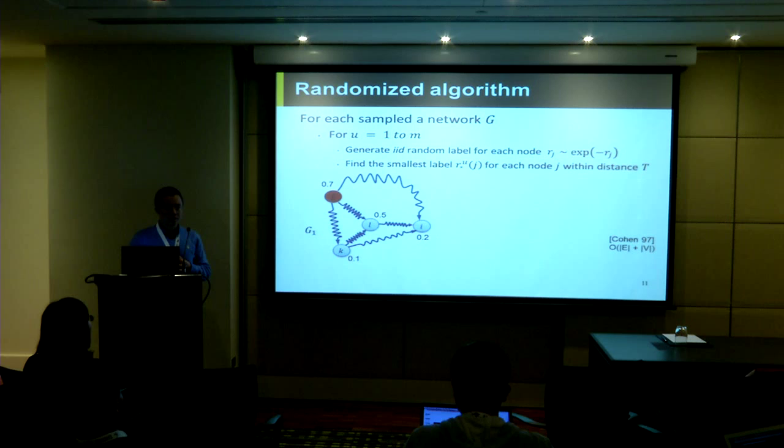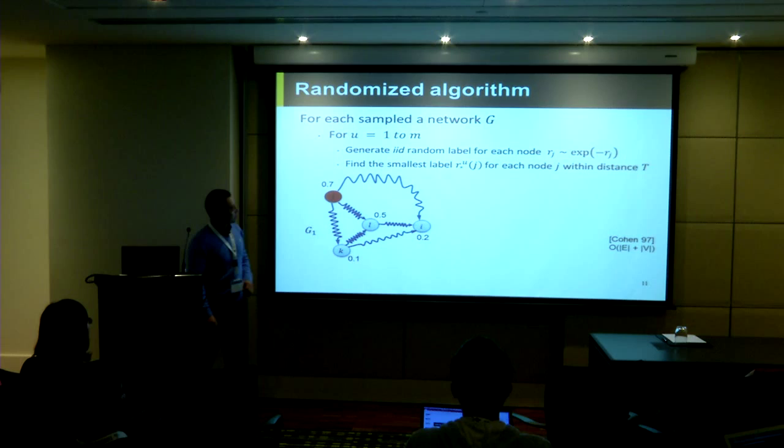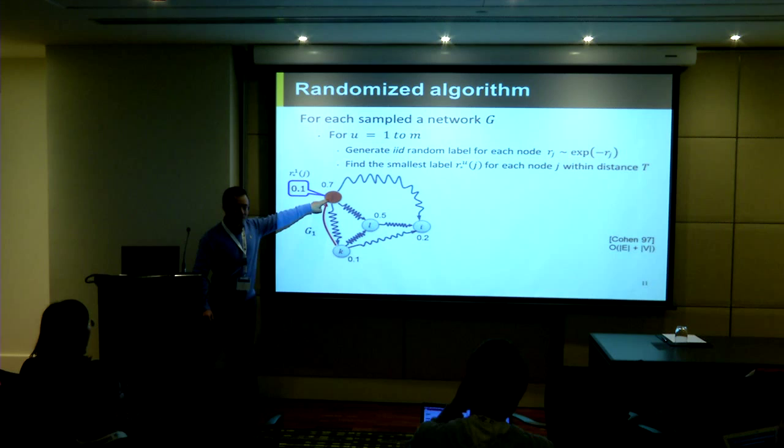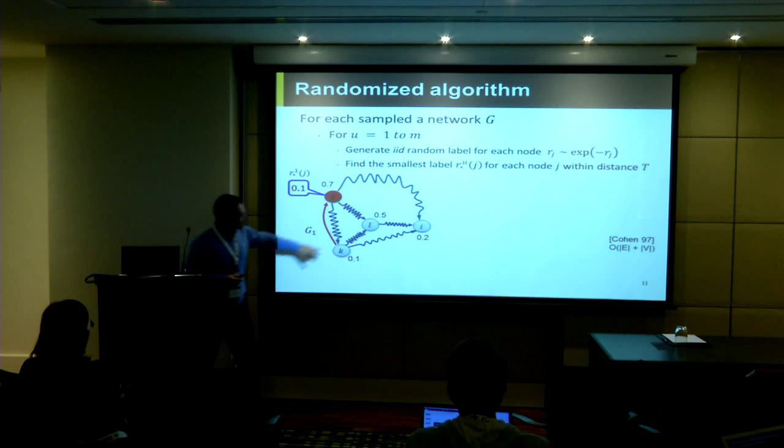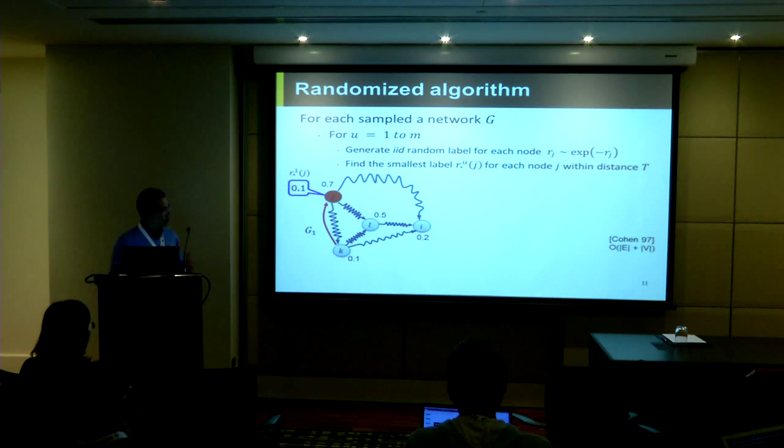Okay. So I'm going to sample a set of random numbers, one for each node. And I'm going to, for instance, find that for this node j, the smallest random number within this distance t is going to be 0.1. Okay, suppose this distance is smaller than t. And then for nodes l and k, the smallest label within distance t is going to be 0.2, yeah? Smallest label within distance t is 0.2.